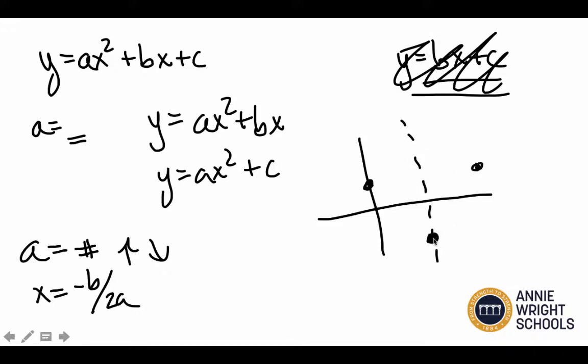You can also use the a value to go over 1 and up a, or over 2 and up 4 times a, over 3 and up 9 times a, over 5 and up 25 times a, back 10 and up 100 times a. I hope what you're seeing is as I move from the vertex, a number in the x direction, I go up that number squared times whatever a is.